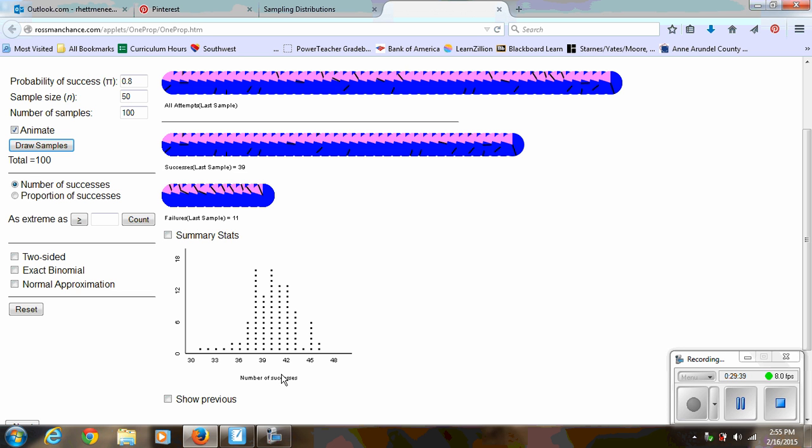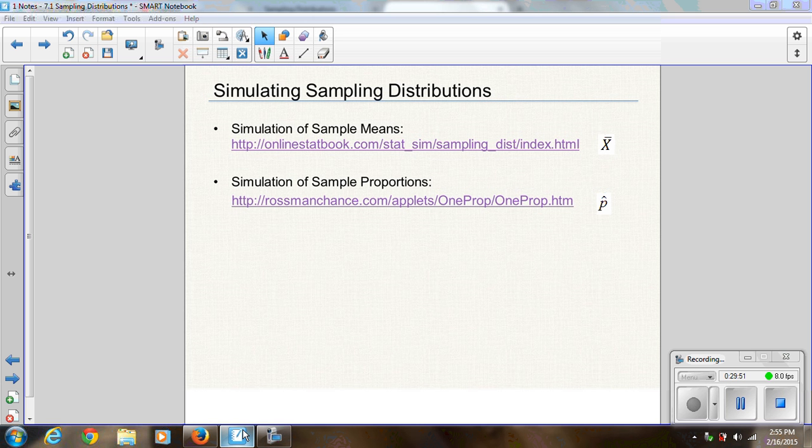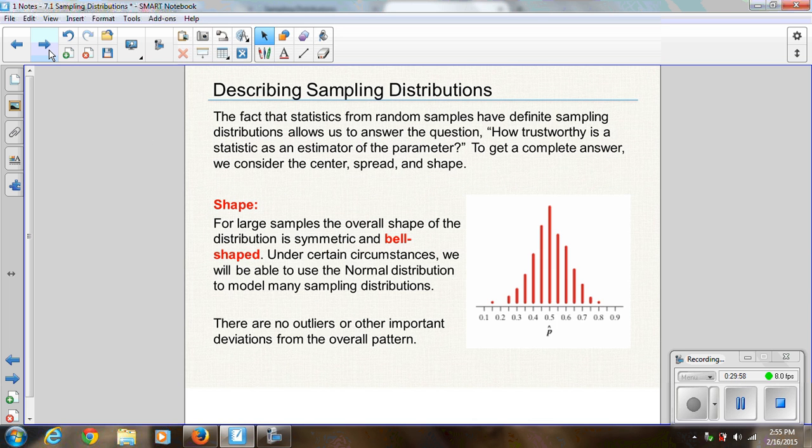I'm not sure how this is looking, but anyway, you can see that when I'm doing a sampling distribution of p hat, it's also going to be bell-shaped and symmetric. And that's really important because we're going to be using a normal approximation for our sampling distributions, at least to get started. All right, so a couple of things that we need to do.